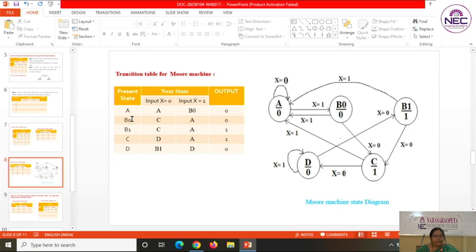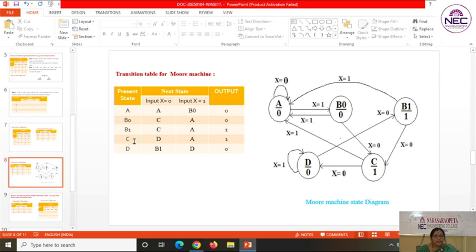In the B0 state and B1 state, if the input x is equal to 0, the B0 and B1 states go to the C state. If the input x is equal to 1, the B0 and B1 states go to the A state.